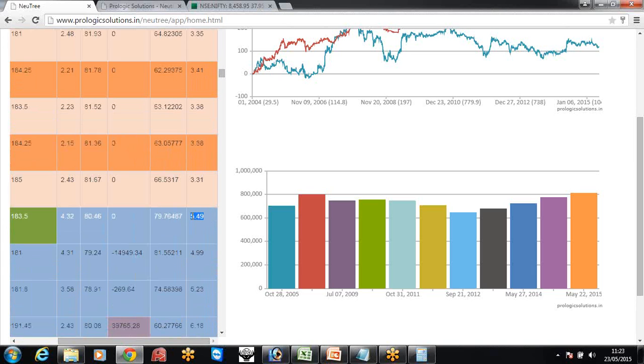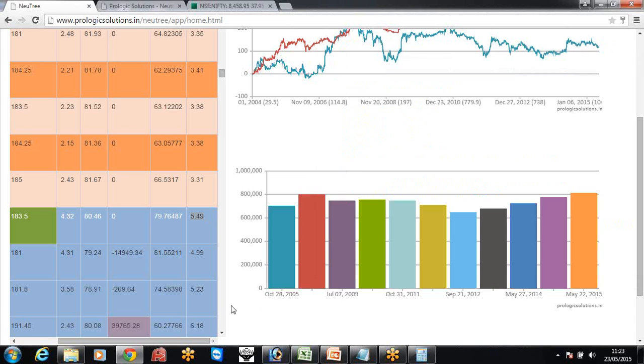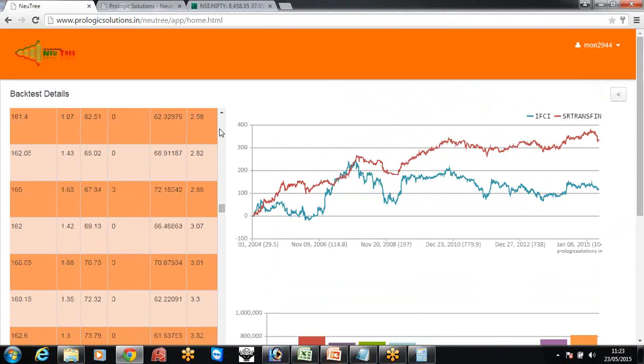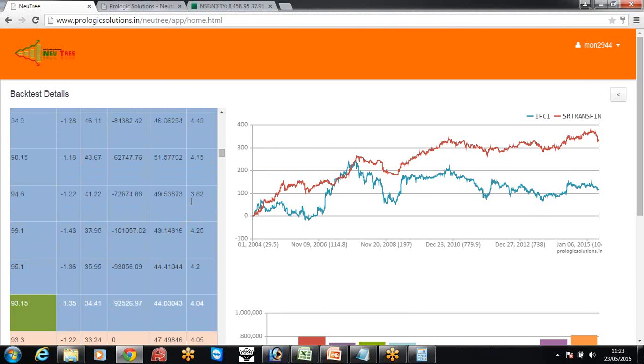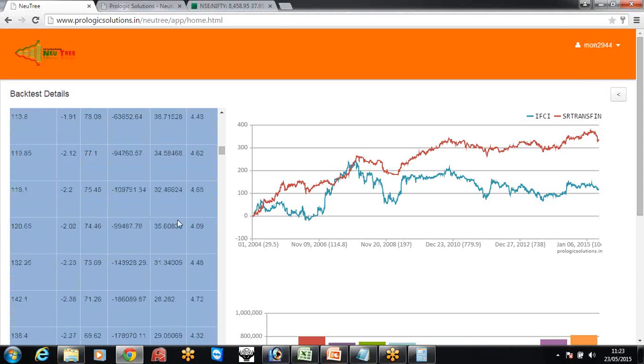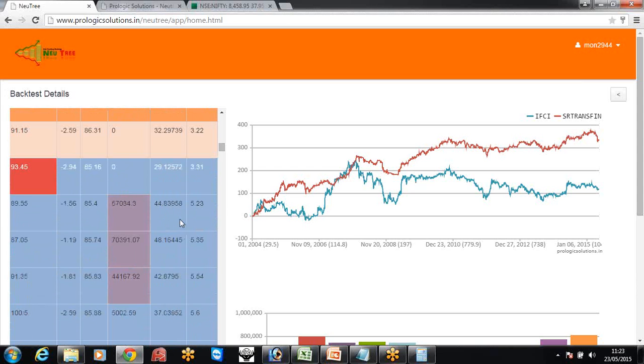So you know clearly that this should be 2.5 and around that. It's double that, more than double that. So you should not have got into this trade, though it has given you profit. So these are some of the trades that we have. And again, you can see this particular pair has a tendency of going overboard on volatility.